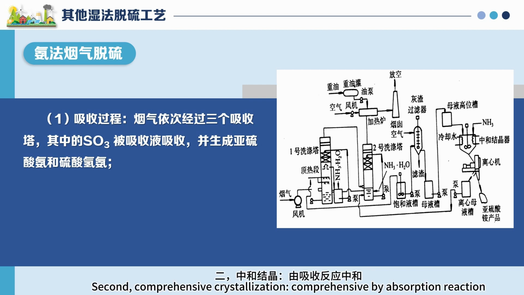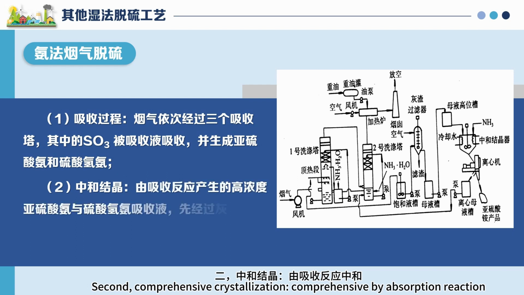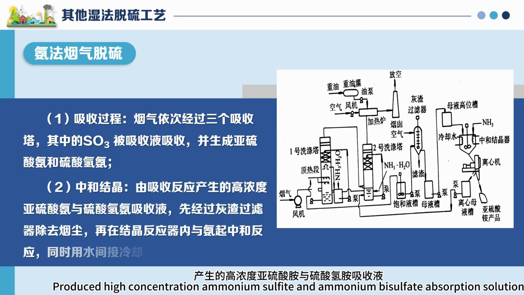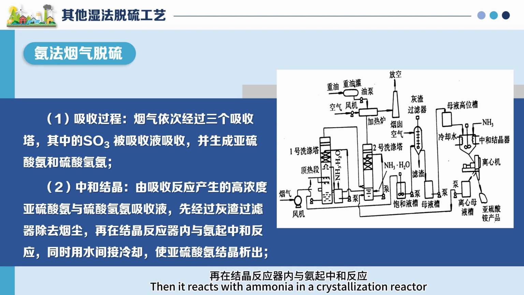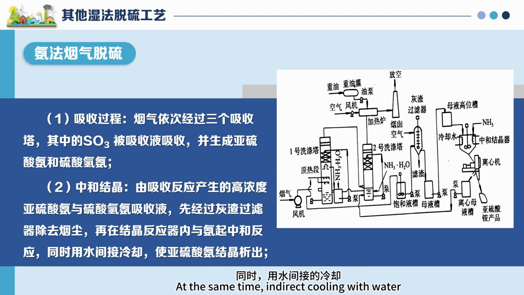Second, comprehensive crystallization. The absorption reaction produces a high concentration ammonium sulfite and ammonium bisulfite absorption solution. First, the ash filter is used to remove the smoke and dust. Then it reacts with ammonia in a crystallization reactor. At the same time, indirect cooling with water. Then, the ammonium sulfite crystals are thinned.